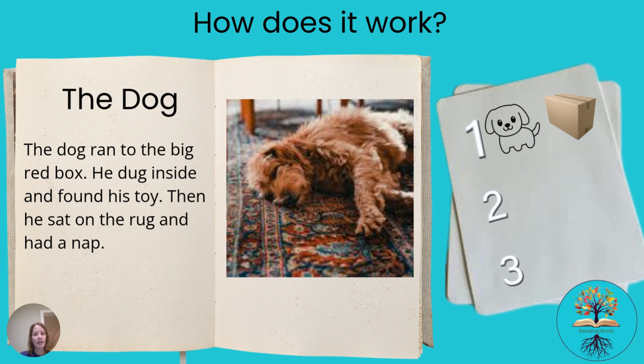Okay, can you read sentence 2 to me, or do we need to read it together? Okay, let's read it together. He dug inside and found his toy. What was this sentence about? You have a good memory. Now choose 2 words from the sentence we just read that are interesting and important, and they are going to help you remember what that sentence is about. The child chose dug and toy. Now I want you to draw those 2 pictures beside the number 2.